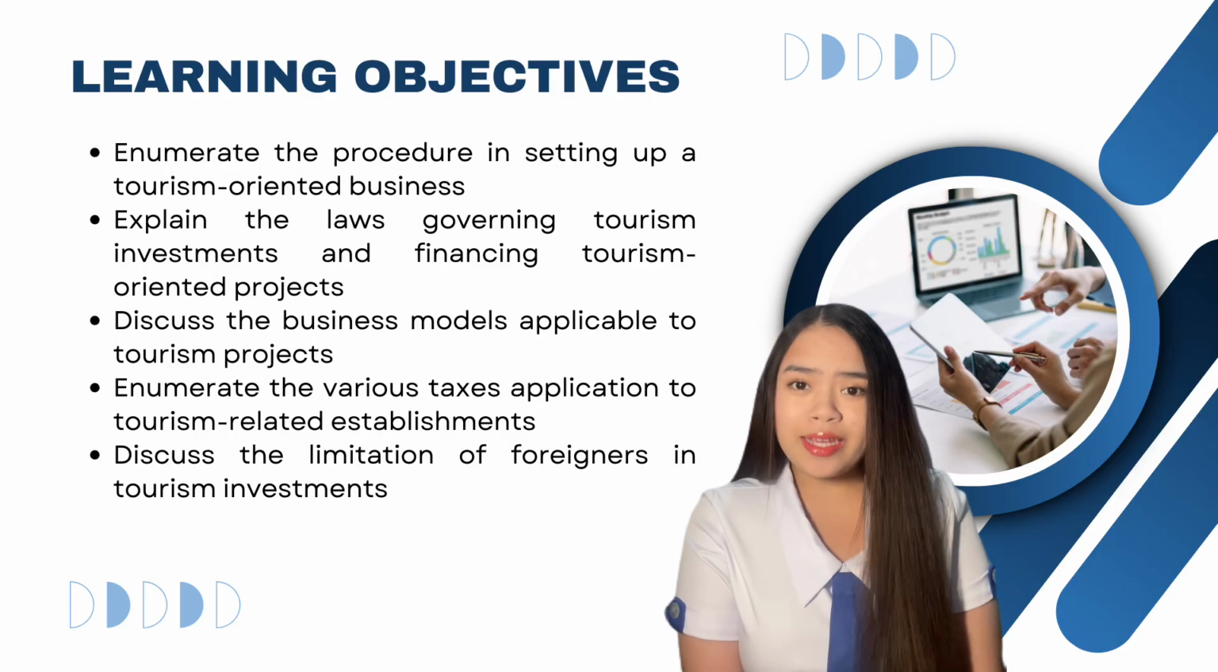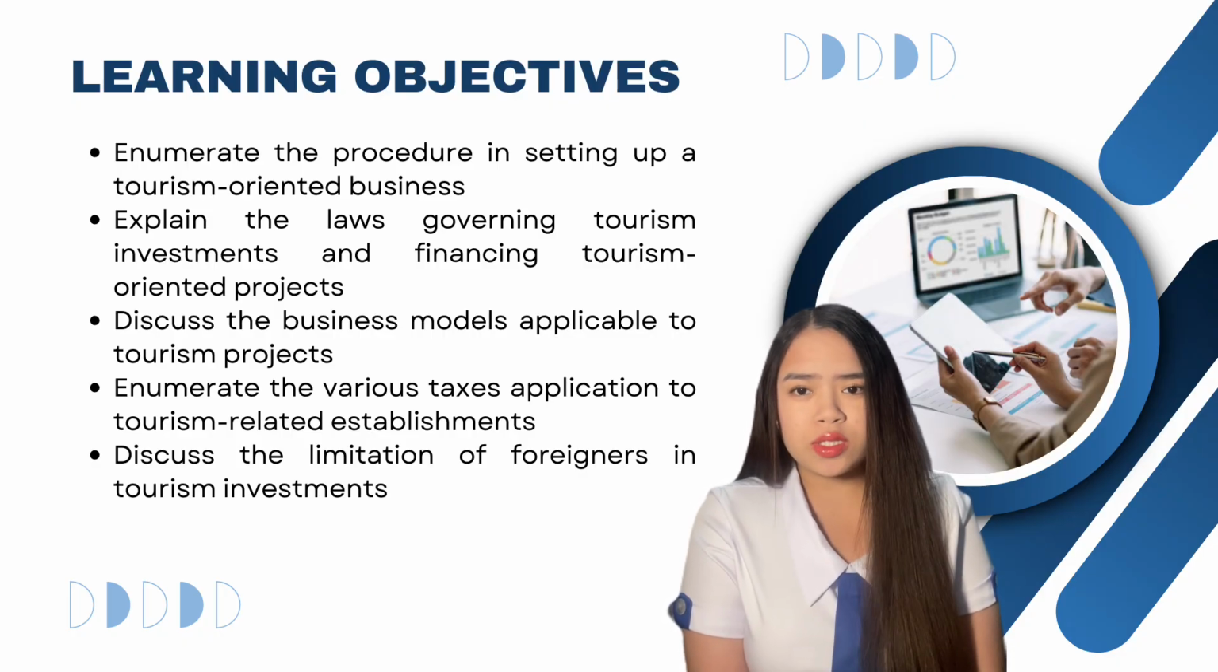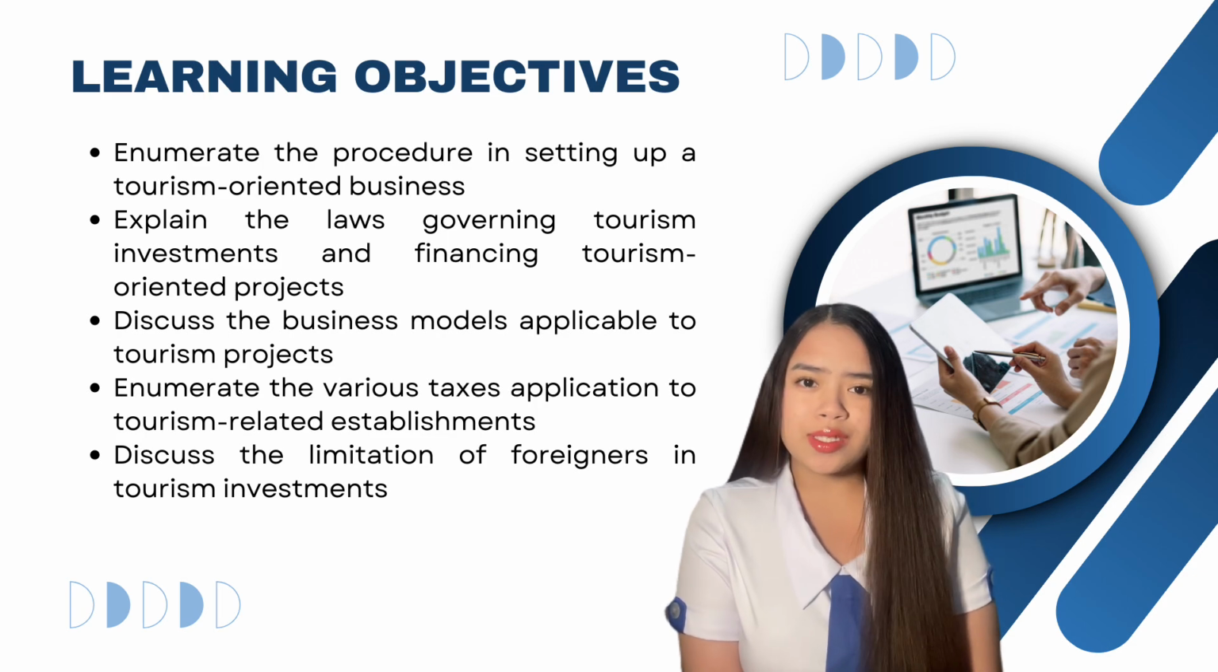Next is to explain the laws governing tourism investments and financing tourism-oriented projects. Discuss the business models applicable to tourism projects, then enumerate the various taxes applicable to tourism-related establishments. Lastly is to discuss the limitation of foreigners in tourism investments.